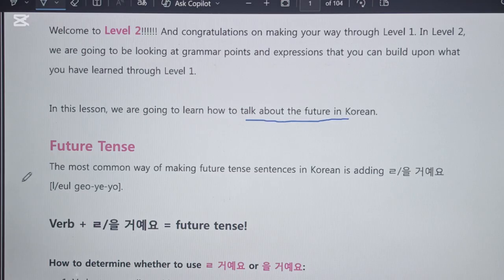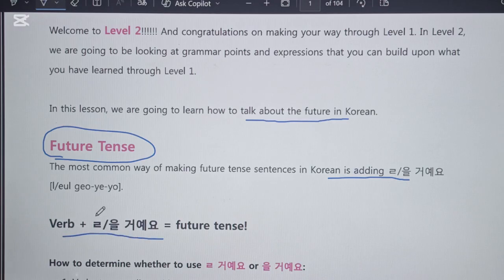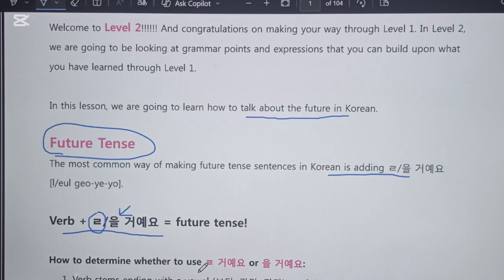in Korean. So basically we are going to be looking at future tense, and here they're telling us that the most common way of making future tense sentences in Korean is just adding ㄹ 거예요 or 을 거예요. So how do we determine which to add? How do we know whether we're going to be adding ㄹ or 을 to the verb in order to form the future tense? That is what we're going to look at just right below here.